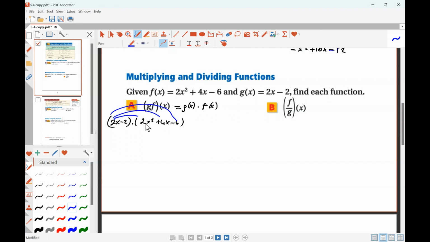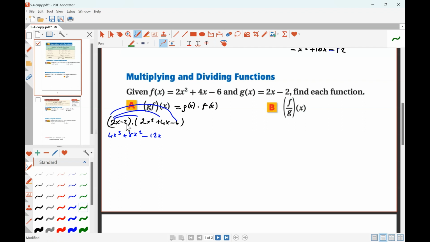So 2x by 2x squared makes 4x cubed. 2x times 4x makes 8x squared. 2x times negative 6 makes negative 12x. So we're done with the first term from the first factor.